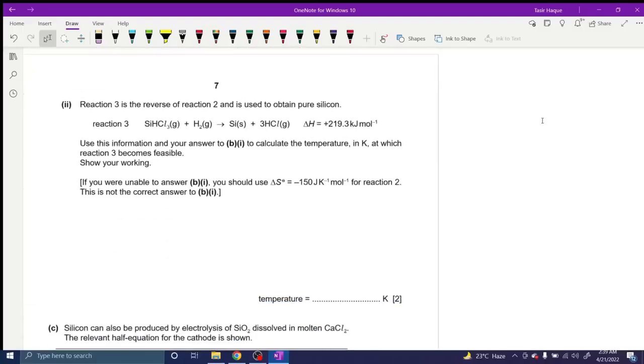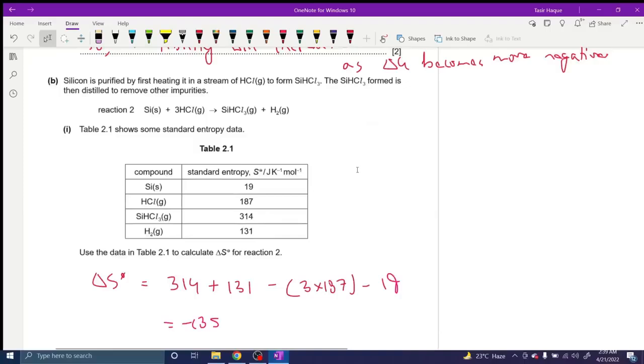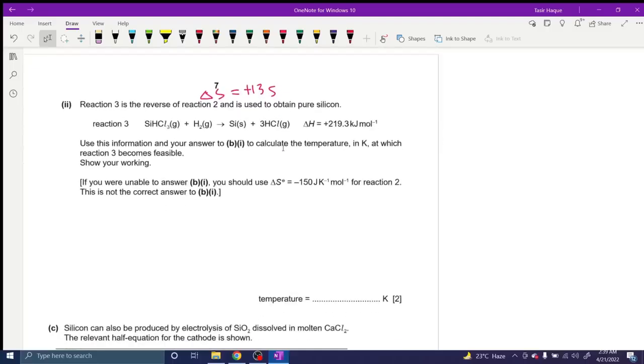Okay, next. Reaction 3 is the reverse of reaction 2 and is used to obtain pure silicon. So since it's the reverse, think about it. What is del S going to be? Del S is going to be plus 135 for this reaction. Now use this information and your answer to B1 to calculate the temperature at which the reaction becomes feasible. So when del G is equal to 0, that is the point at which it's on the verge of becoming feasible, right?